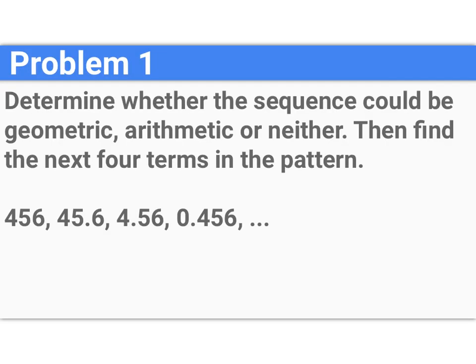Okay, so determine whether the sequence could be geometric, arithmetic, or neither. Then find the next 4 terms in the pattern. So it looks like we're multiplying by 1/10 or dividing by 10. How do I know? The decimal point moved over. If there's no decimal point in a number, it goes at the end. And when you divide by 10, all you do is move it over. So multiply by 1/10, multiply by 1/10. If it's the same thing, it makes it geometric.